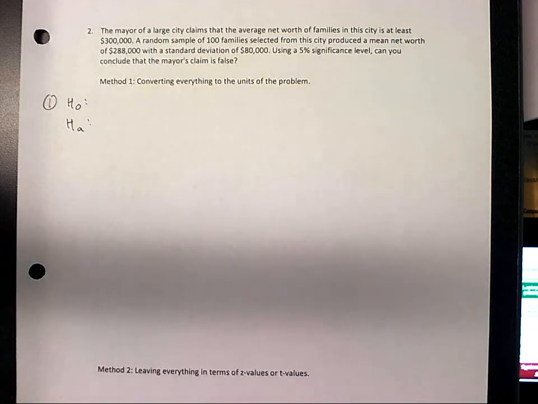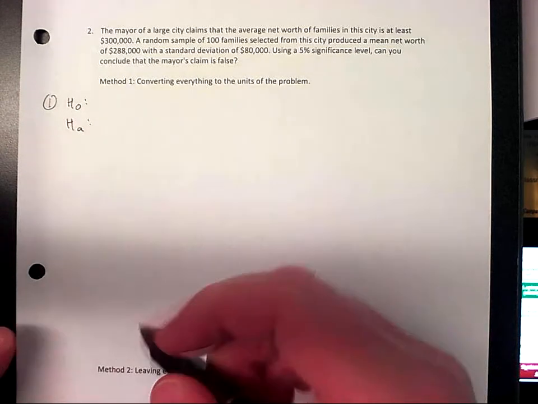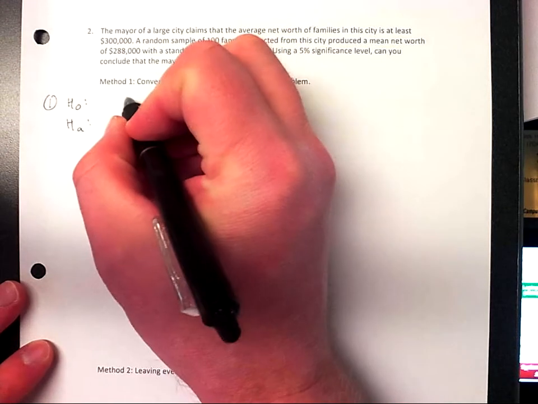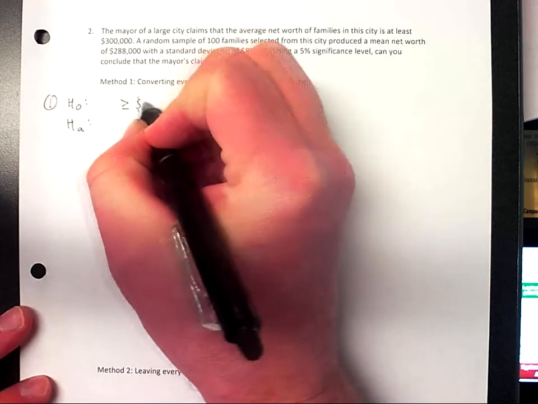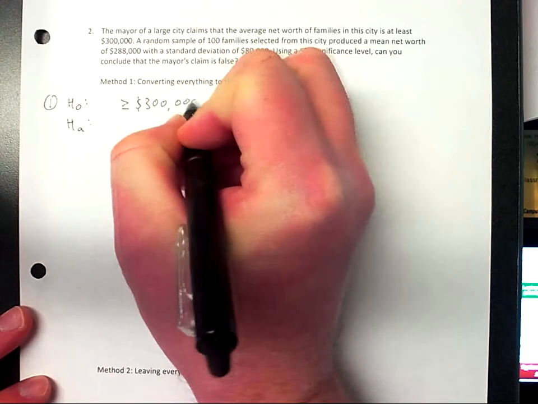The first question is, is there a statement which contains equality? Is there such a statement here? Yes, at least. Is at least $300,000. Awesome. So what symbol is at least $300,000? Greater than or equal to, so that becomes what? Our null hypothesis. Awesome. So greater than or equal to $300,000.